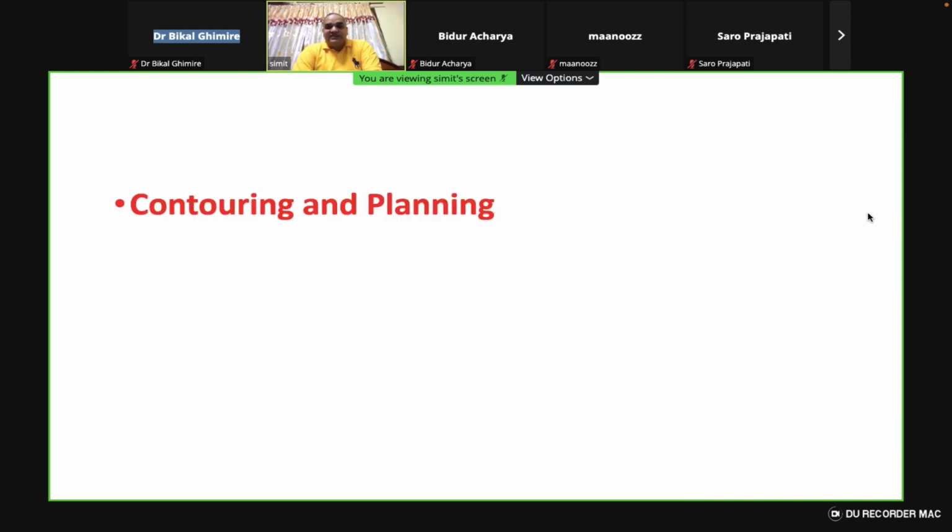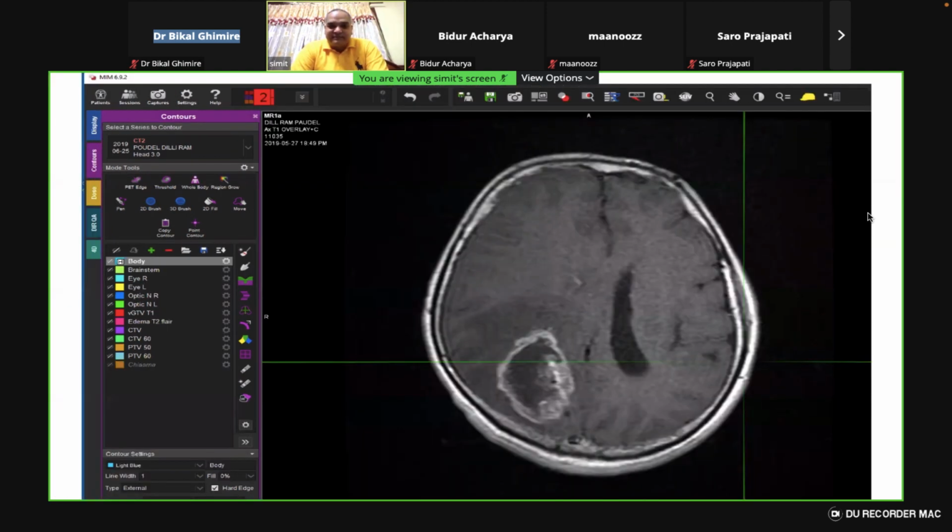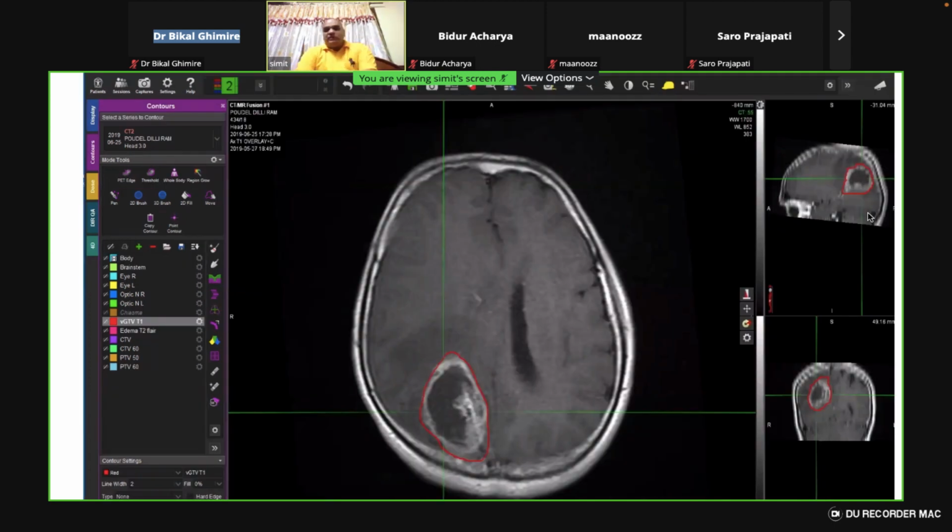Once the simulation is done, I will explain with this example. We get the CT scan. The topmost picture is the CT scan we get during simulation. Then if we have other images like MRI or PET CT, we take them from DICOM images and fuse these images. So this is a fusion image. Then we contour. So what's contouring? Basically, this is the tumor. We draw the gross tumor.